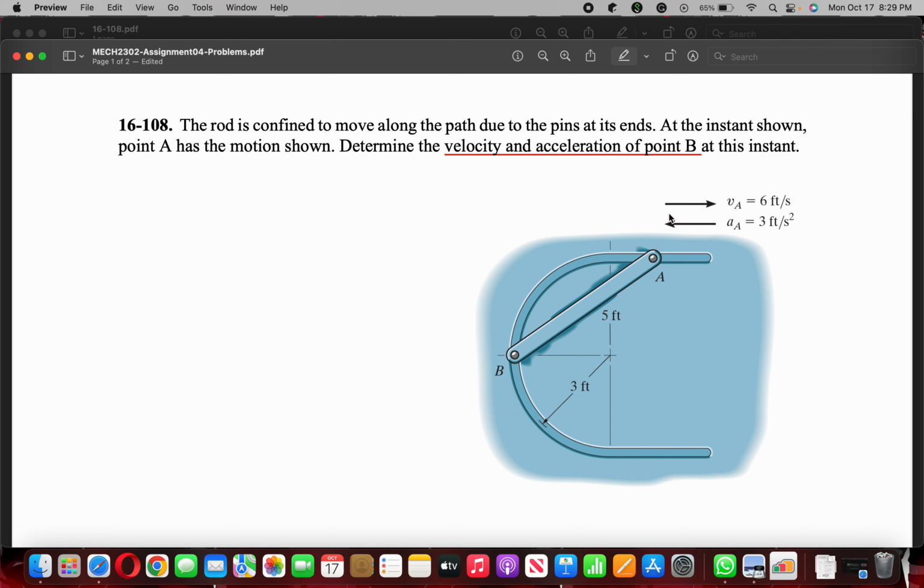So we are given the motion of point A, where the velocity is 6 feet per second towards the right, and the acceleration is towards the left at 3 feet per second squared, and we have to find it at B. As we can see, there is a semicircle and the pathway, and this is the rod, which is 5 feet in length, and the radius of the semicircle, or the curvature line, is 3 feet.